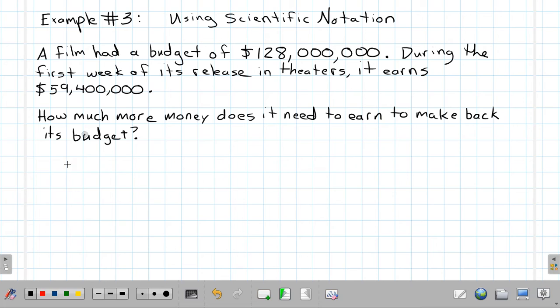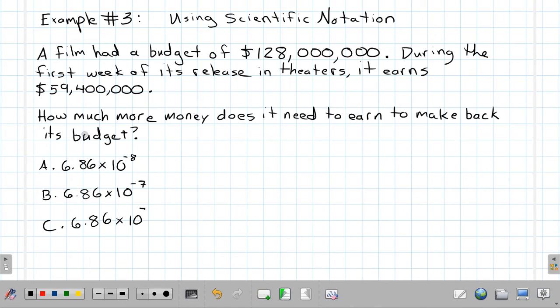Okay, and this is actually a multiple choice question here, so they give you 4 different answers here. So they give you A, 6.86 times 10 to the negative 8, B, 6.86 times 10 to the negative 7, C, 6.86 times 10 to the 7, or D, 6.86 times 10 to the 8.